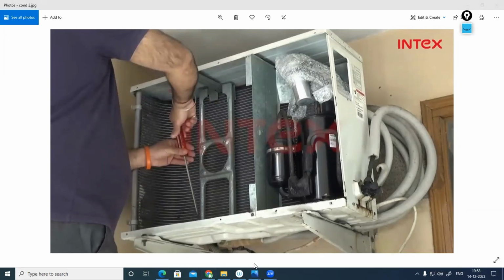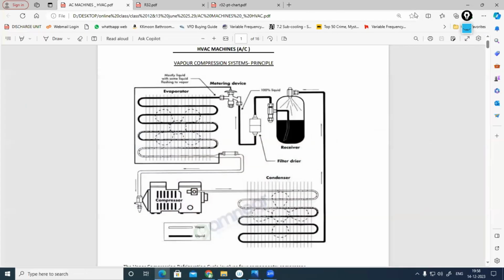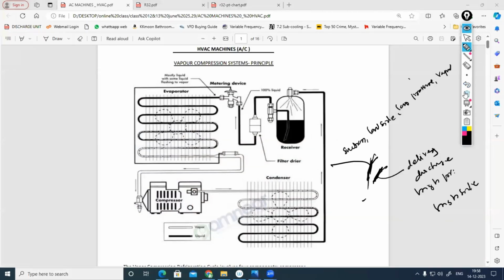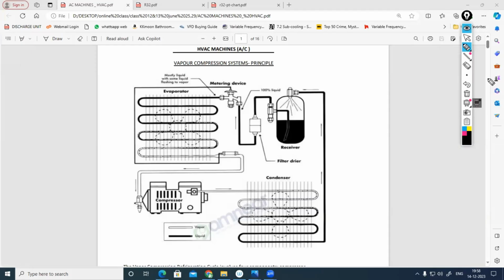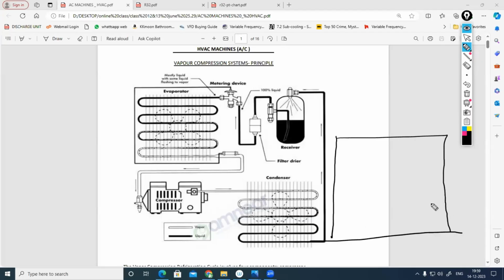So what are the common components we can expect for a normal air conditioning system? If it's a ductable air conditioning system, what are the normal components you can expect? For example, this is a space, and this is my AC machine. Let's say it's a ducted machine.